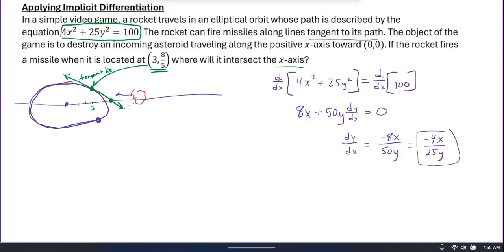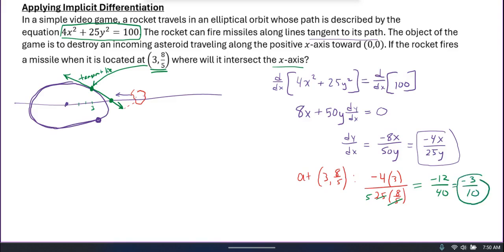And since we want it at the point 3, 8/5, let's plug in those values. So x is 3 and y is 8/5. It looks pretty crazy, but I see something nice. 5 goes into 25 5 times, and we get negative 12 over 5 times 8, 40. And I think we can divide these both by 4, and we get negative 3/10. So that's my m, that's my slope of that tangent line.